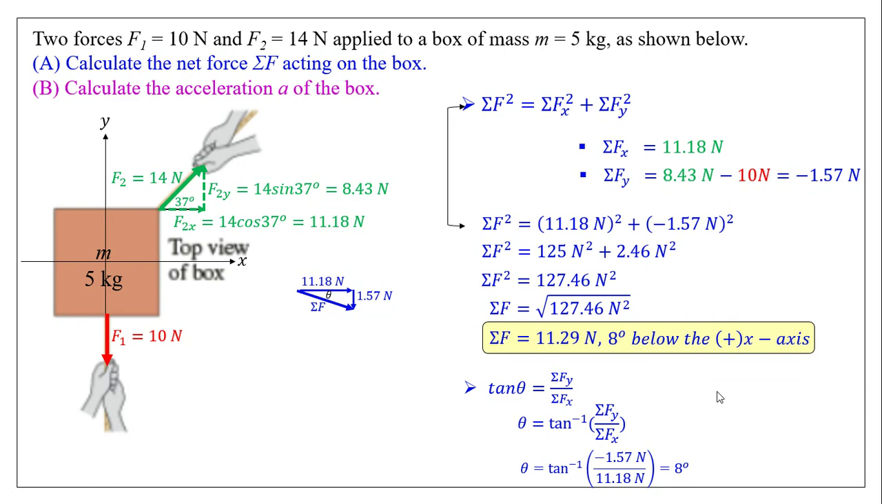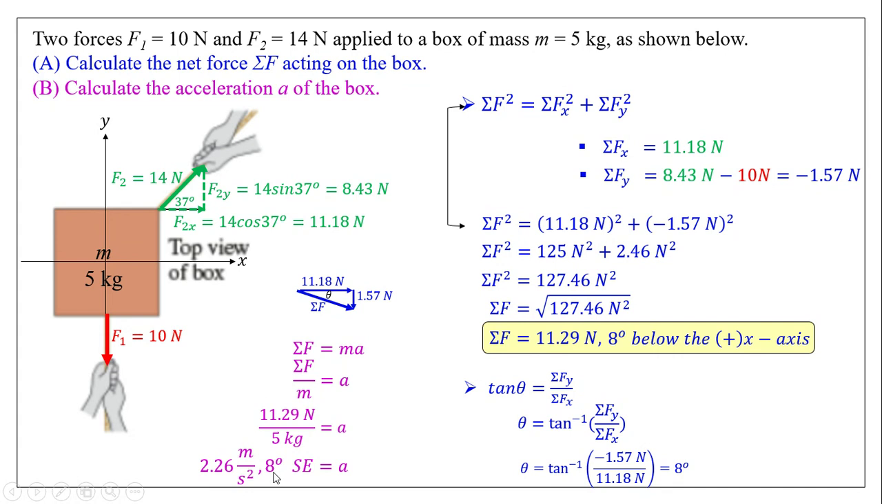Part B asks us to calculate the acceleration of the box. Well, to calculate the acceleration, we would just apply Newton's second law, net force equals ma. So let's go ahead and get rid of m in order to find a by itself. Therefore, to find a, we take the net force divided by the mass. The net force in this case, we already calculated, which is 11.29, which is this diagonal here. Watch where my cursor is. That diagonal there has a magnitude of 11.29, okay? Well, 11.29 newtons divided by 5 kilograms should give you an acceleration of 2.26 meters per second squared.